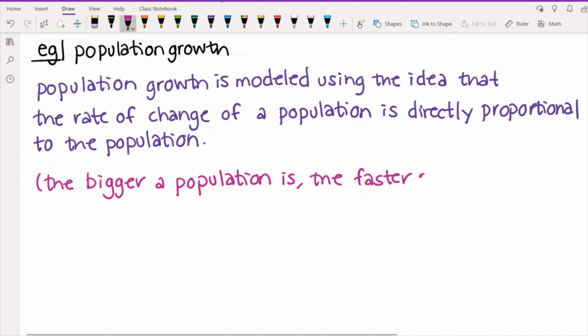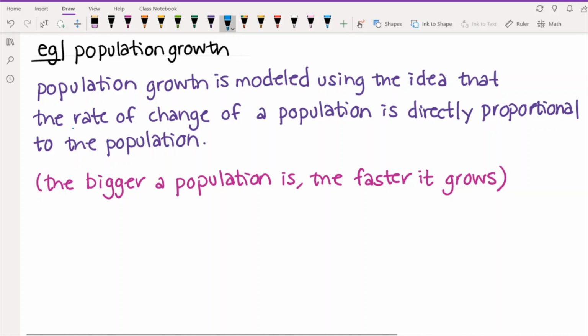This is what you might think about when you think of exponential growth, right? The more something increases, the more its rate of change also increases. And that just makes sense with how population growth works. The more people, or whatever type of animal you're looking at, there are, the more that population will be able to expand. So how can we translate this sentence written at the top into an equation?